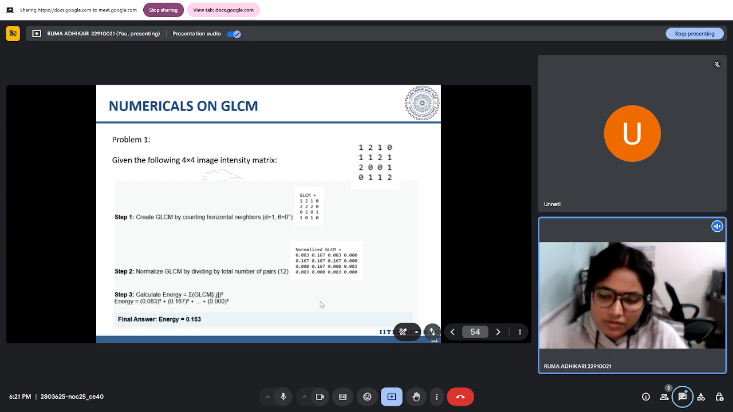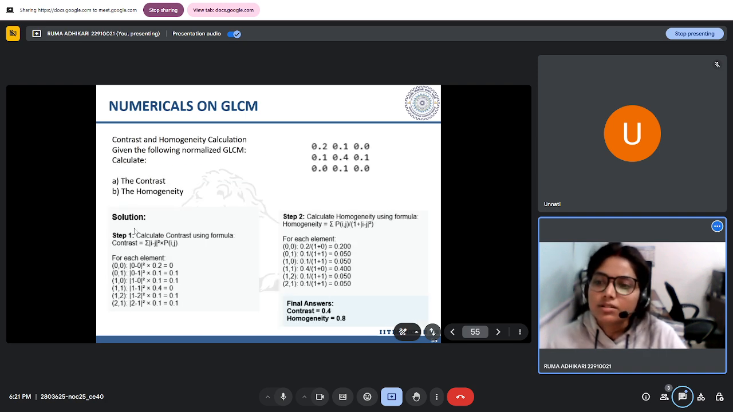Then we calculate the energy by squaring each element and adding them, just following the formula. So that gives us the energy, and this is assigned as per the weightage to every pixel of our matrix.